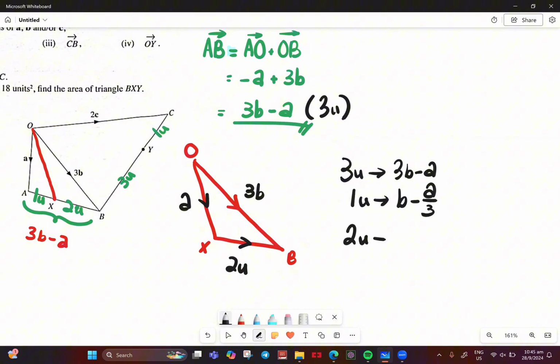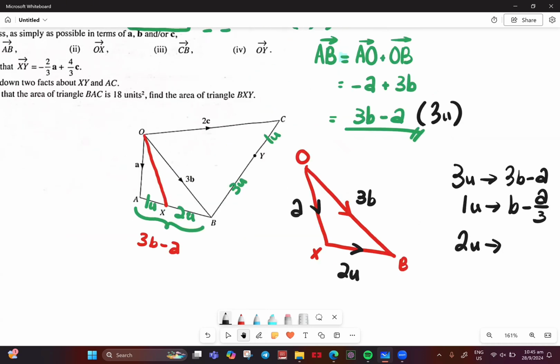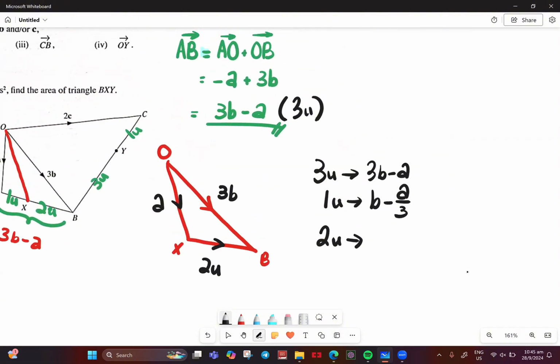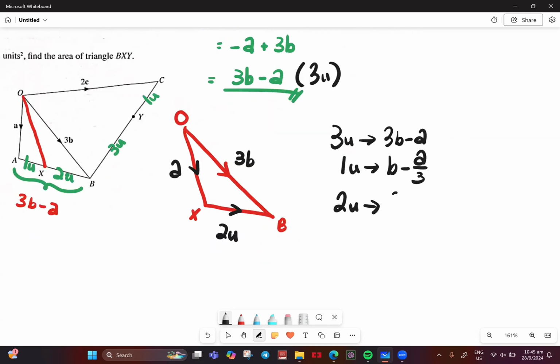Then 2 units will then be how much? Anyone can tell me? 2 units will then be, because XB is 2, 2 over 3 bracket b minus a. Over here times 2, right? So it becomes 2b, minus a. This is 1/3, right? This is 1/3 a. When you times 2, 1/3 times 2 becomes 2/3. 2/3 a.